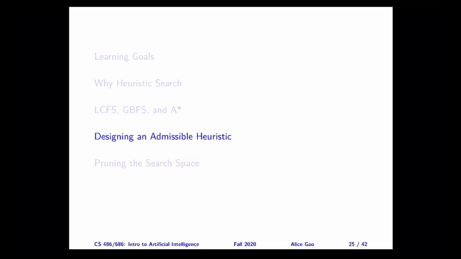In this video, I'm going to talk about how we can design an admissible heuristic function for the A-star algorithm. In the previous video, I introduced the A-star algorithm. The A-star algorithm has a nice property. If the heuristic function is admissible, then A-star is guaranteed to find an optimal solution. This leads to an important question. How do we come up with an admissible heuristic function?